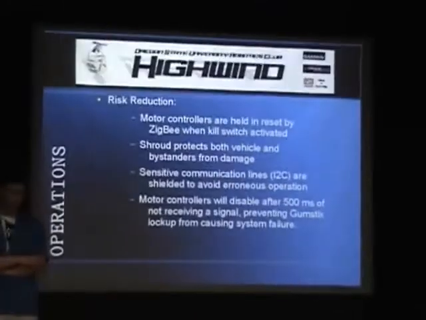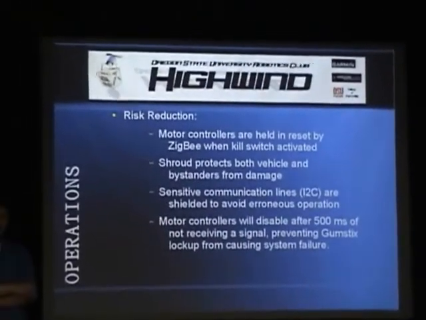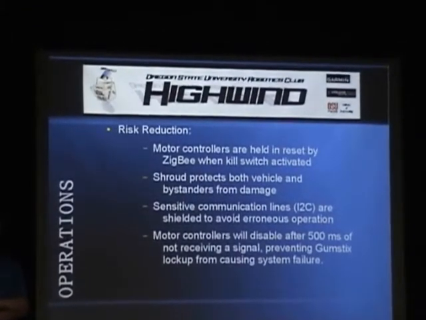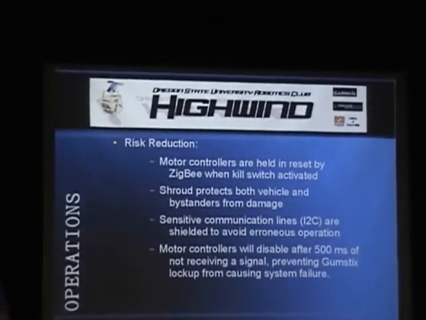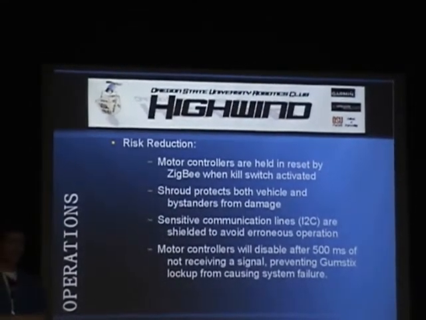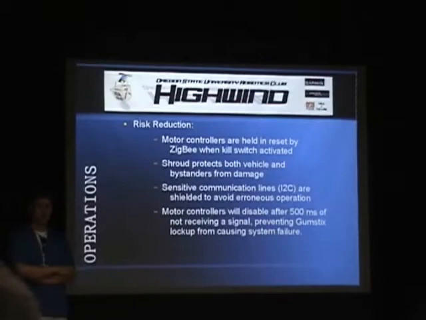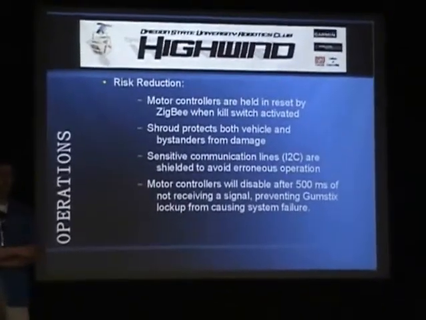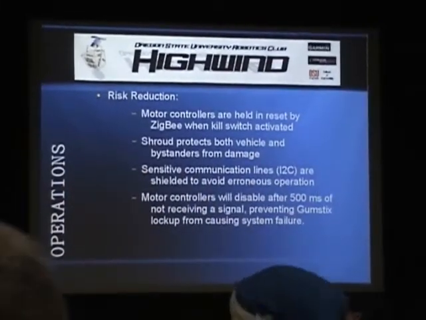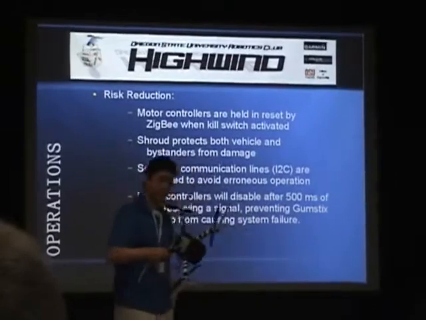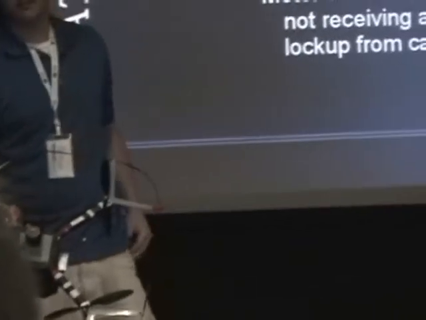For risk reduction, the motors are held in reset whenever the Zigbee kill switch is activated. The shroud protects both the vehicle and bystanders from damage. We chose to go the entire perimeter around the vehicle, which we felt would aid us if we had close circles around each propeller. We felt that there was some probability of it getting caught on doorways or windows as it goes through. So with the parallel shrouding, we felt that as we went through a window or other apertures, we would be able to slide through rather than hook and spin us.